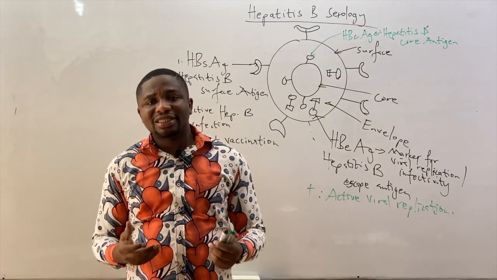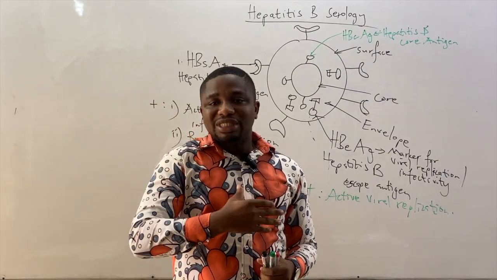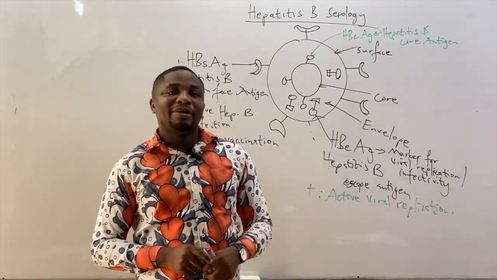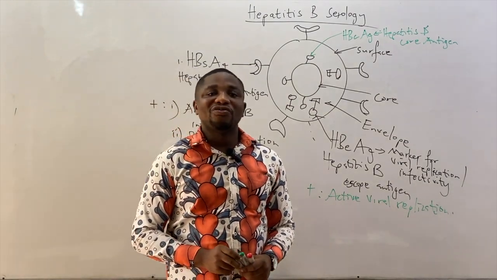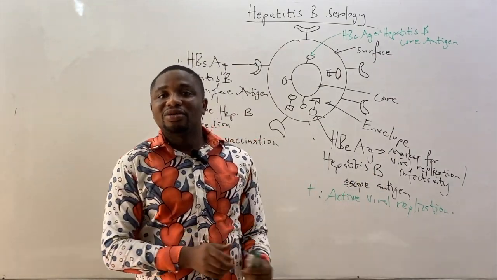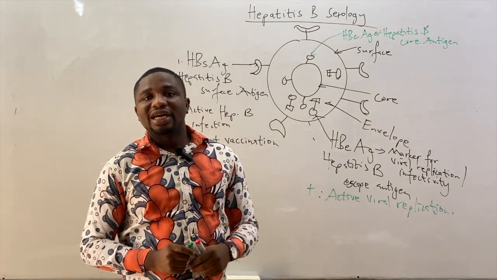So such patients have high rates of transmissibility of the virus to another individual. Because of that, the hepatitis B e antigen is also considered a marker of viral replication, or a marker of infectivity, as we originally said.